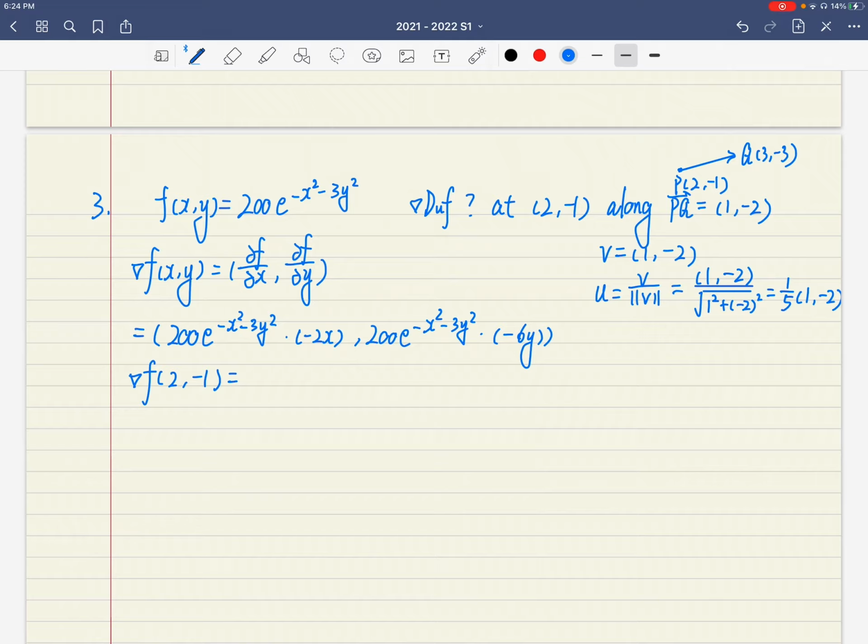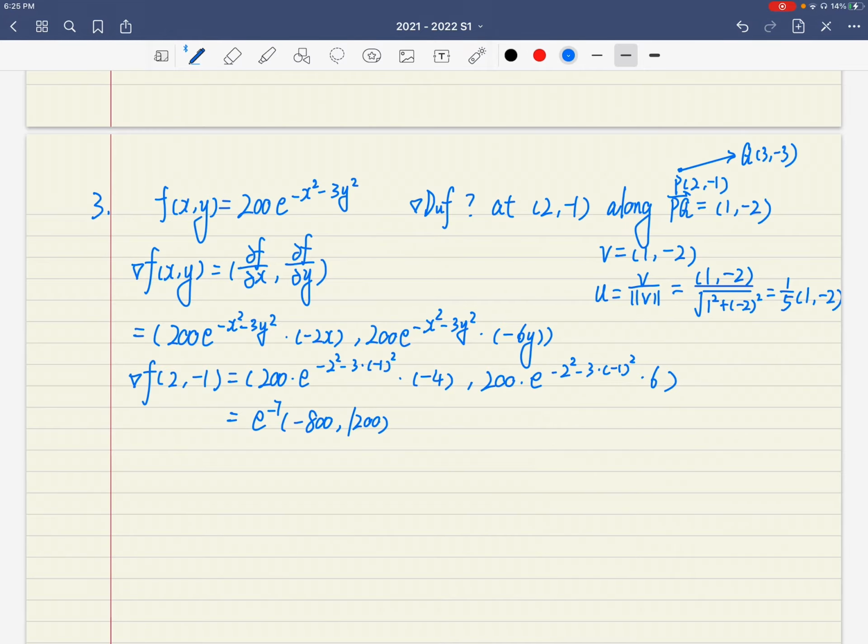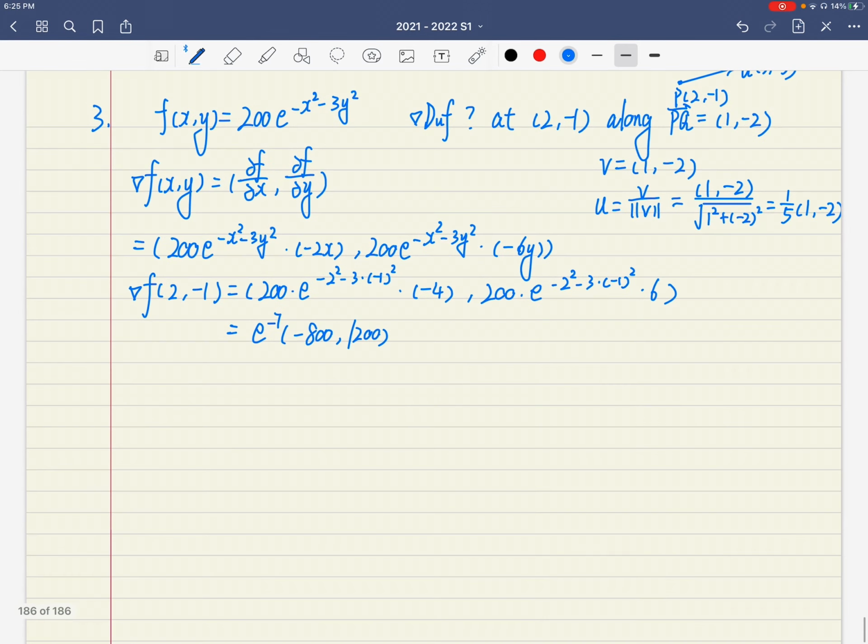So now you want to know the gradient vector at the point 2, negative 1. Right, so you just have to do the substitution. It's going to be 200 times e to the power of negative 2 squared minus 3 times negative 1 squared, times negative 4. And then it's 200 e to the power of negative 2 squared minus 3 times negative 1 squared, times negative 6y, which is 6. Okay, so it is just e to the power of negative 7 times negative 800 and 1,200.